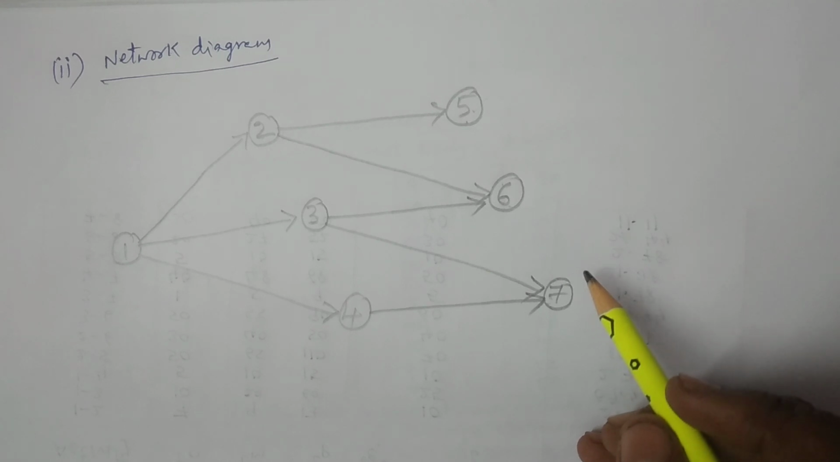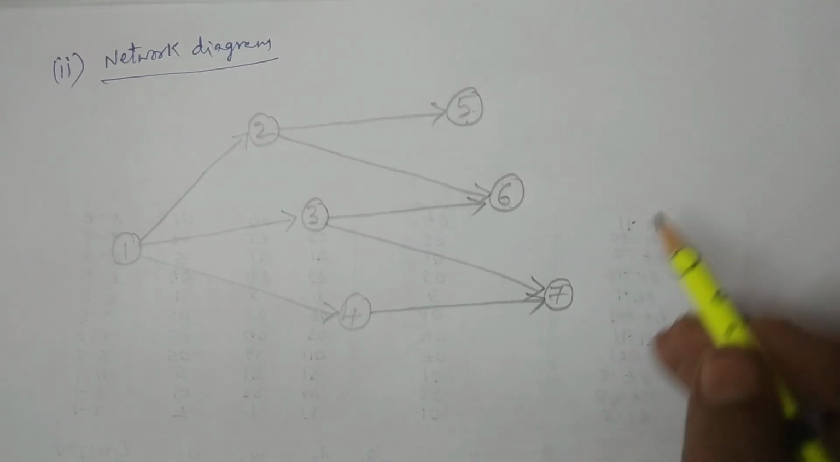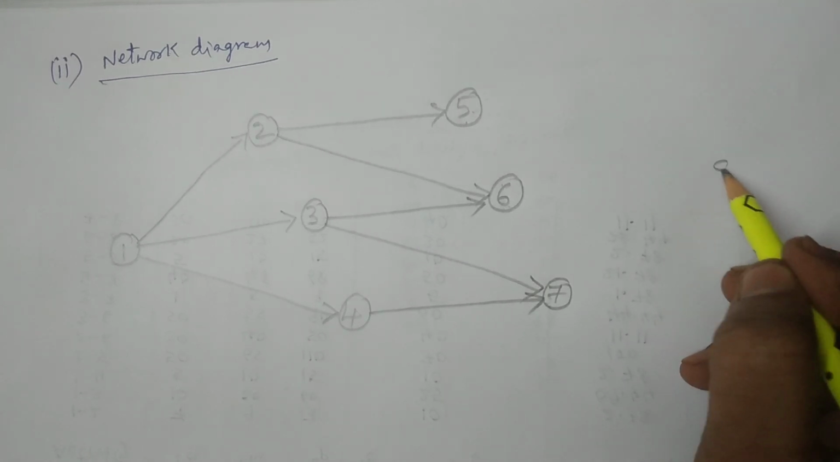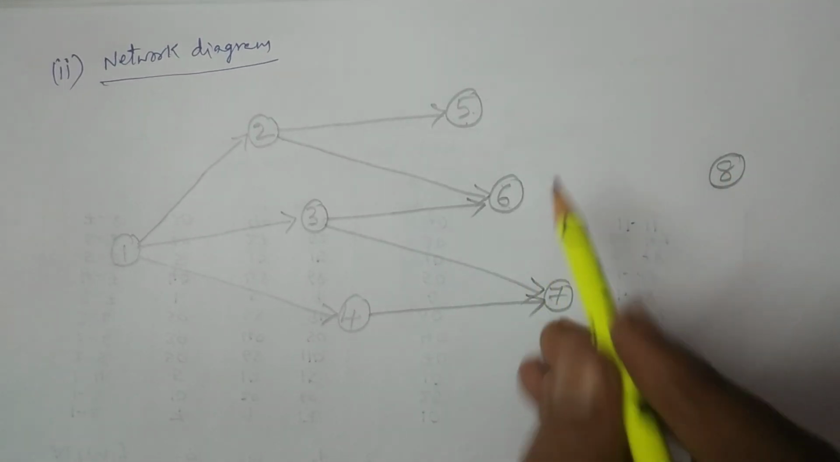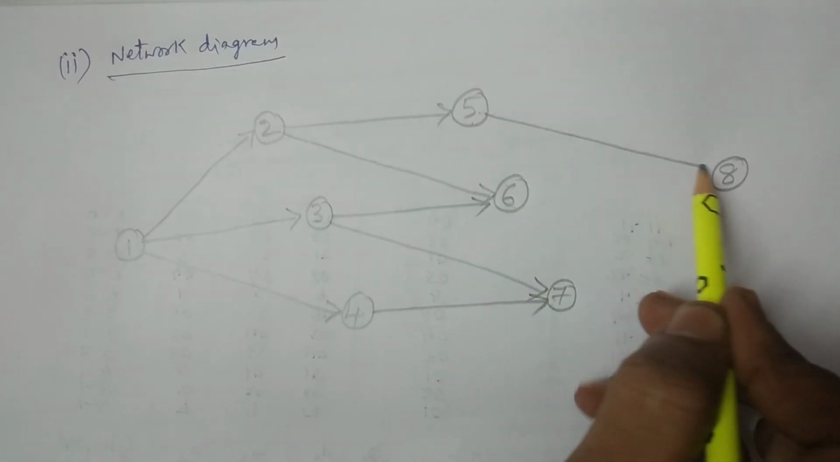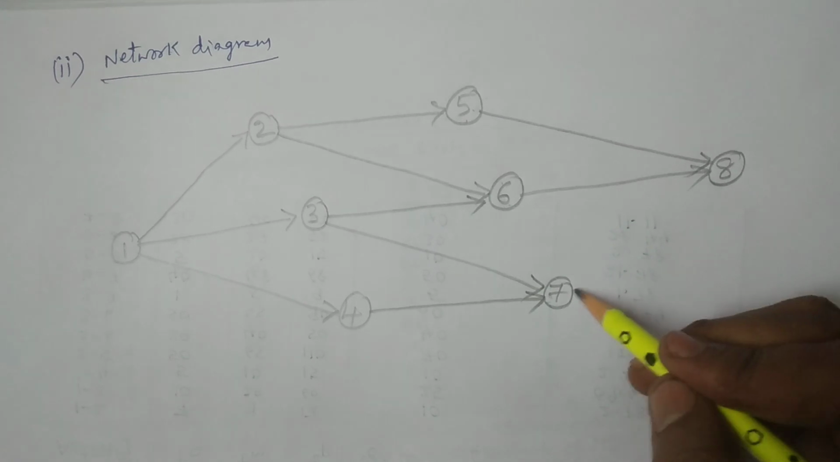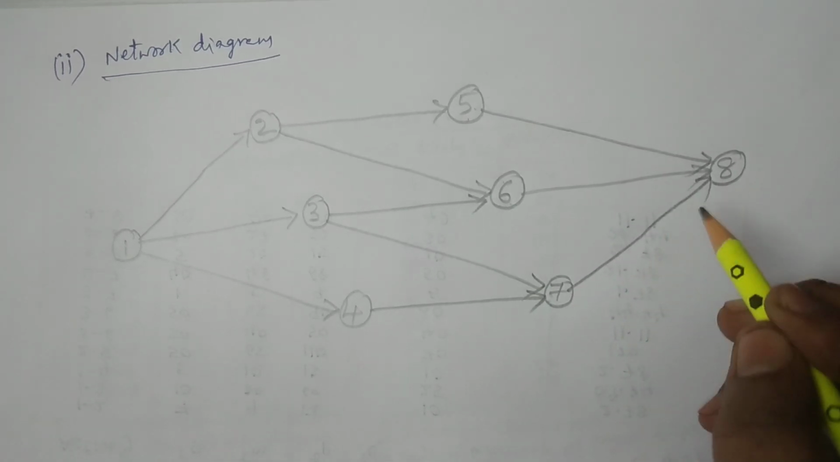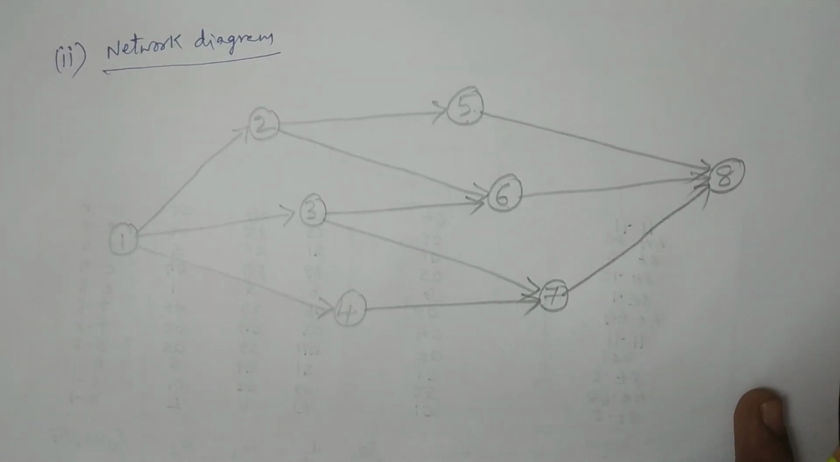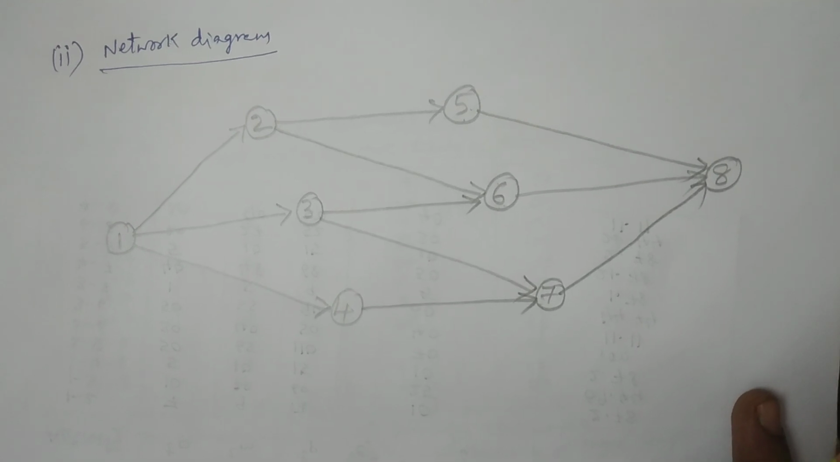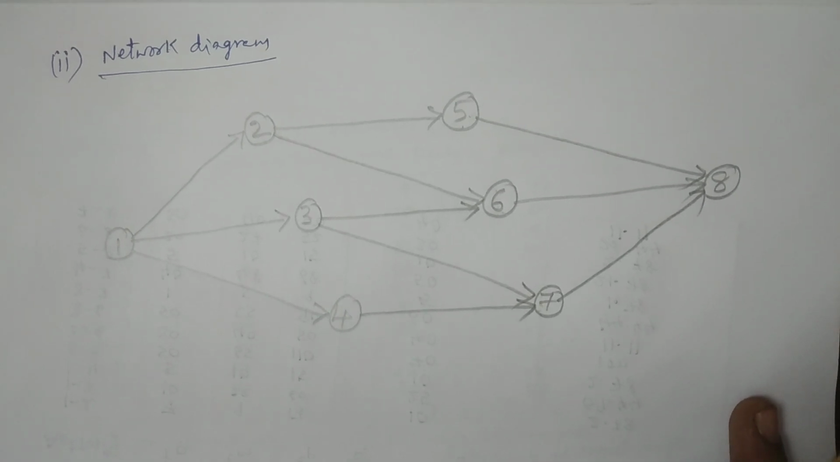And then 5 to 8, 6 to 8 and 7 to 8. So we create another node here, 8, and we give the connection from 5 to 8, from 6 to 8, and from 7 to 8. So three connections we have given. So probably the network diagram is very clear and very simple now for this problem, right?